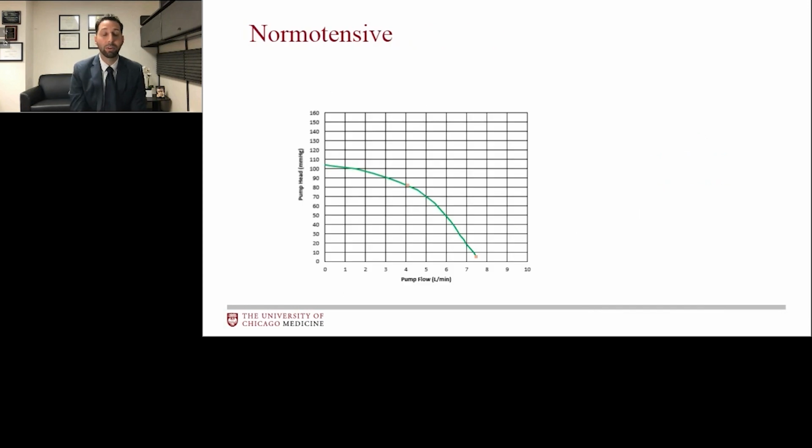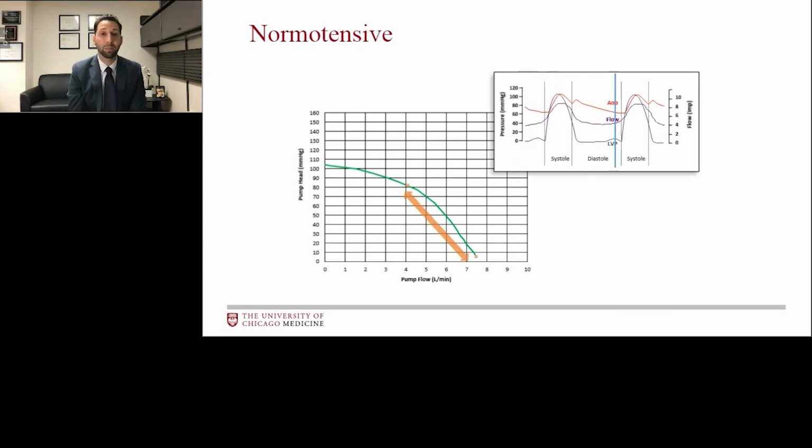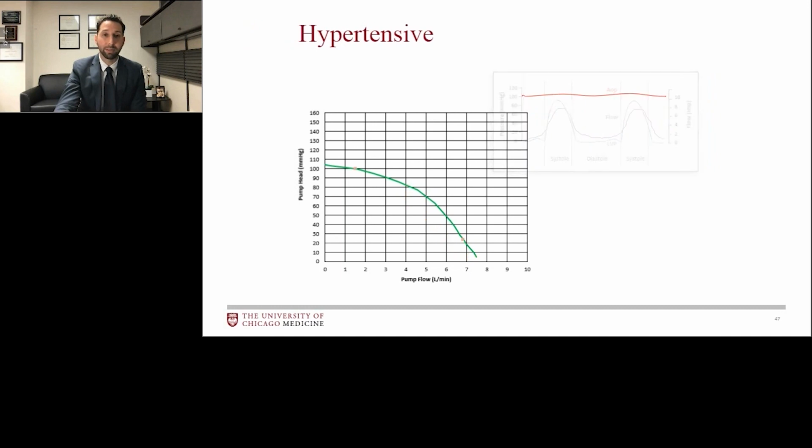So back to our representative example, we'll call this the normotensive state. During diastole, we have a pressure gradient of 80 millimeters of mercury. This leads to a diastolic flow of 4 liters per minute. During peak systole, we have a gradient of 0 millimeters of mercury, which leads to a peak systolic flow of 7.5 liters per minute. And now we make our patient hypertensive.